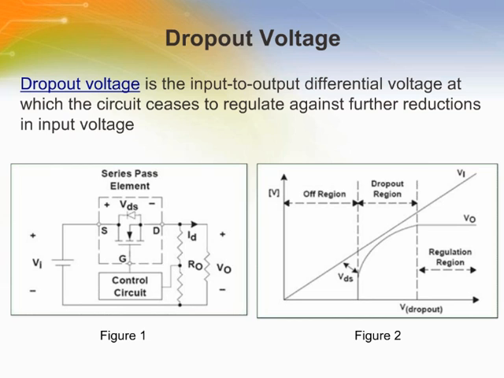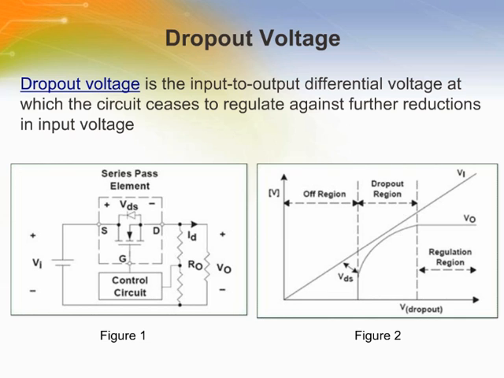Dropout voltage is the input-to-output differential voltage at which the circuit ceases to regulate against further reduction in input voltage. This point occurs when the input voltage approaches the output voltage. In the linear region, the series pass element acts like a series resistor. LDO operation can be explained using the NMOS series pass element IV characteristics. It shows two regions of operation, linear and saturation.